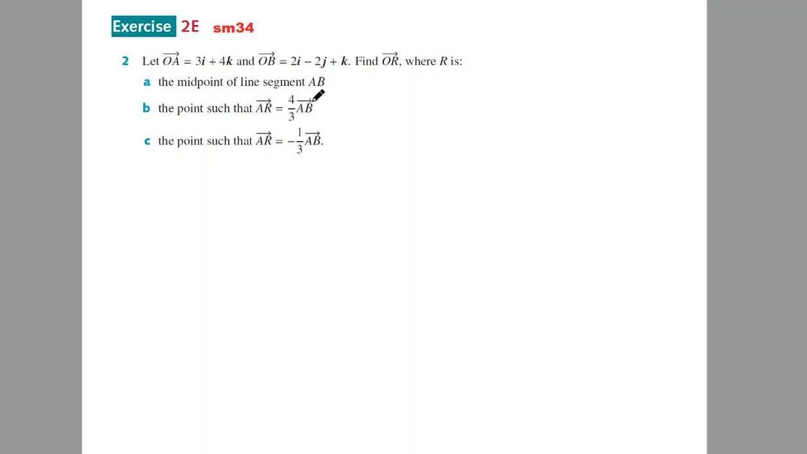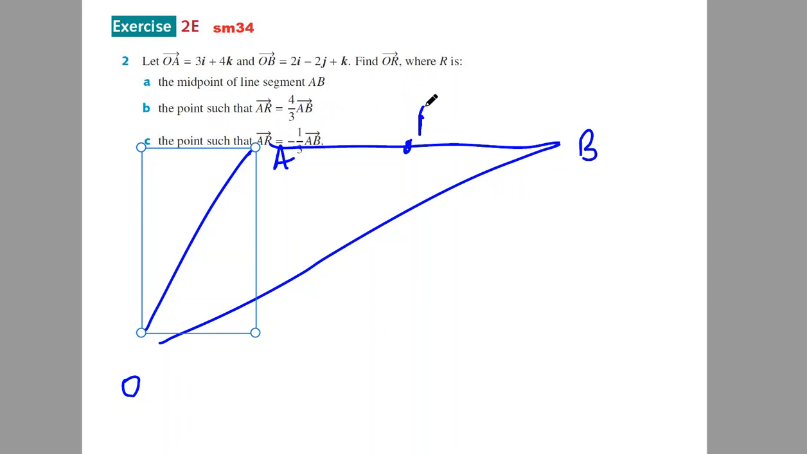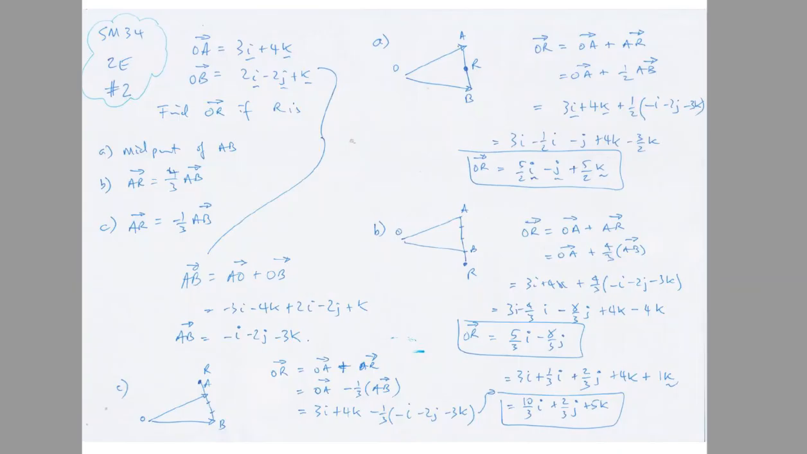Exercise 2E, question 2. Let OA equal this, OB equal that, find OR where R is... Okay, so this is my O to A. That's my O to B. And I know that R is the midpoint of the line A to B, so that's R and that's going to be the midpoint. So O to R is going to equal O to A plus A to R, which is a half A to B, and I could calculate that quite comfortably. And you'll see that on the next page, I've done that.